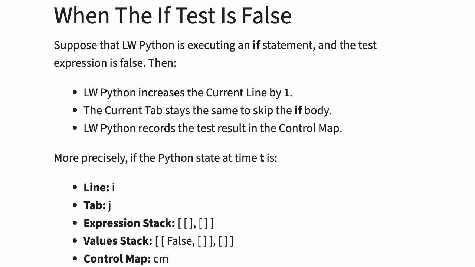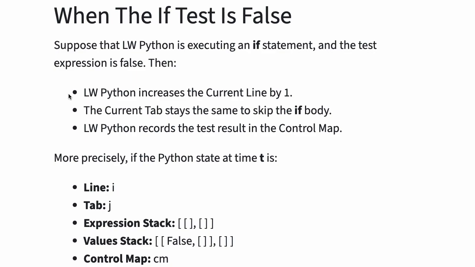Suppose that LWPython is executing an if statement and the test expression is false. Then LWPython increases the current line by 1, and the current tab stays the same to skip the if body. Also, LWPython records the test result in the control map.